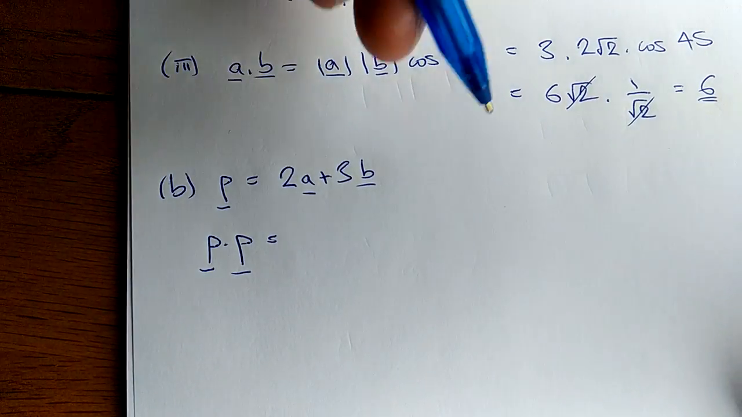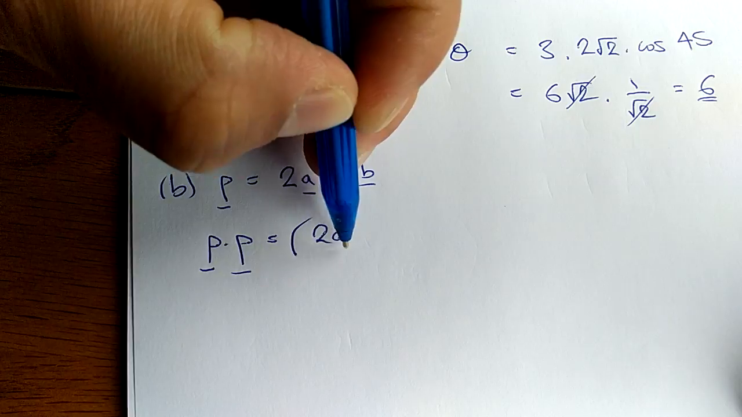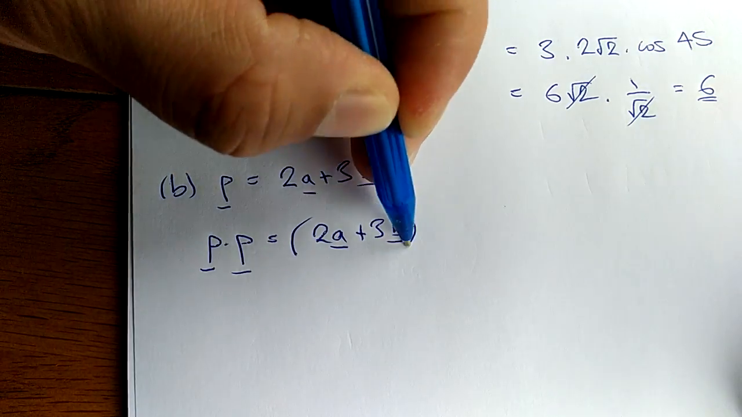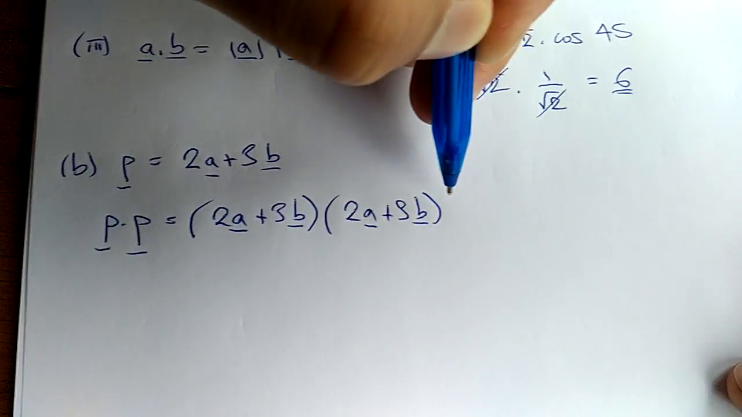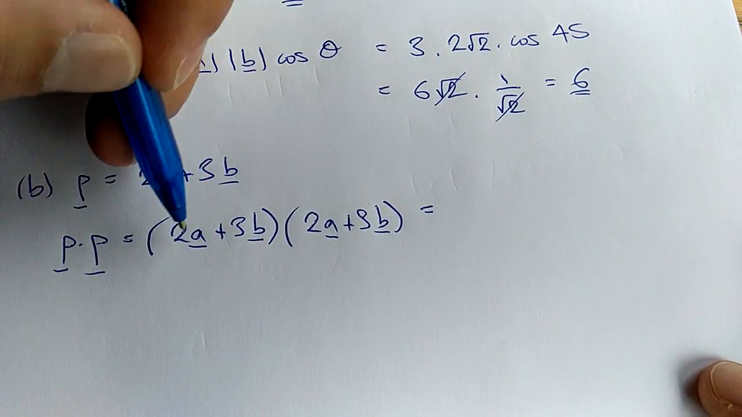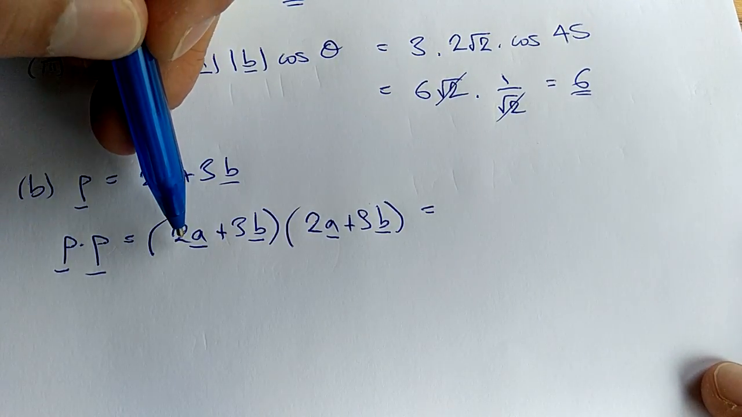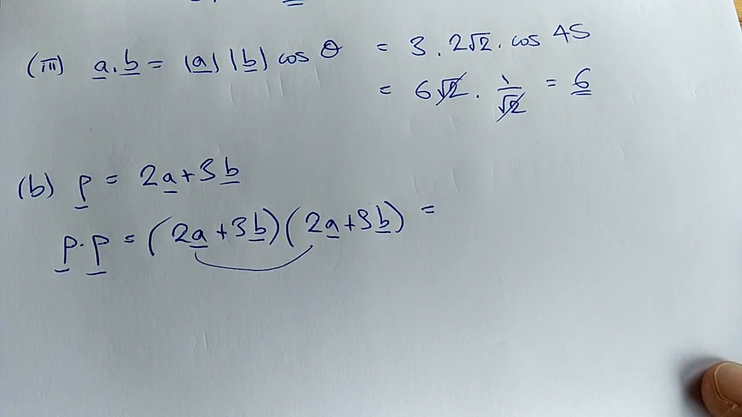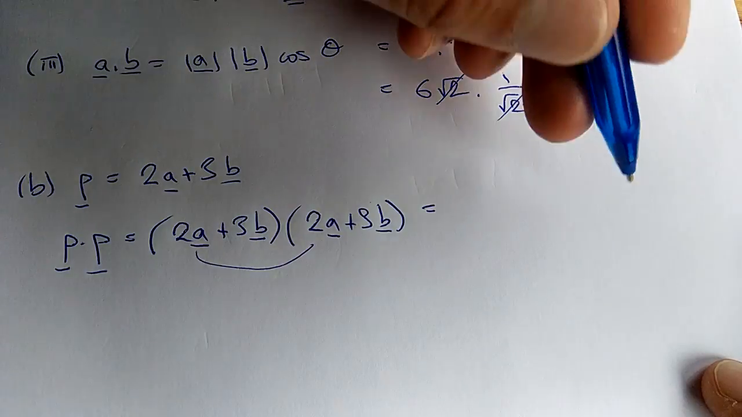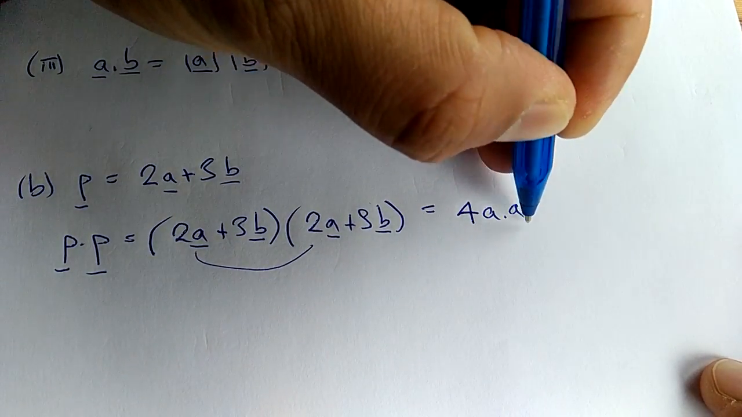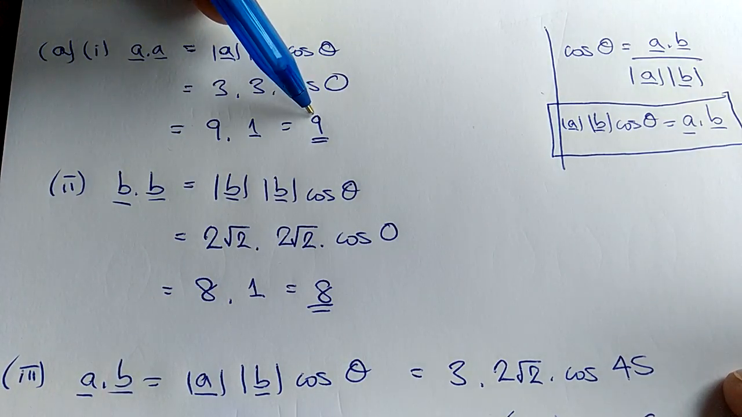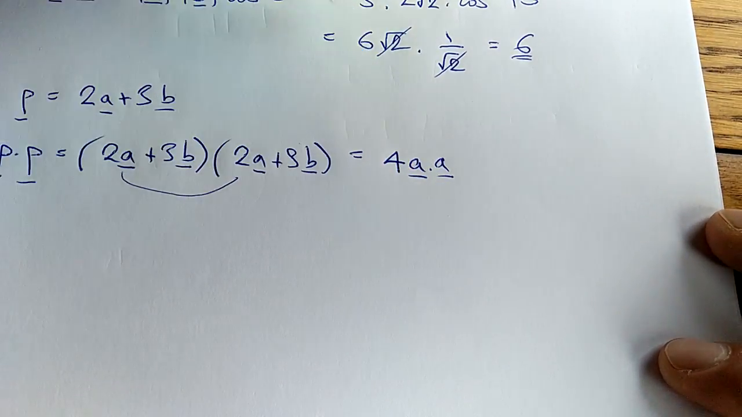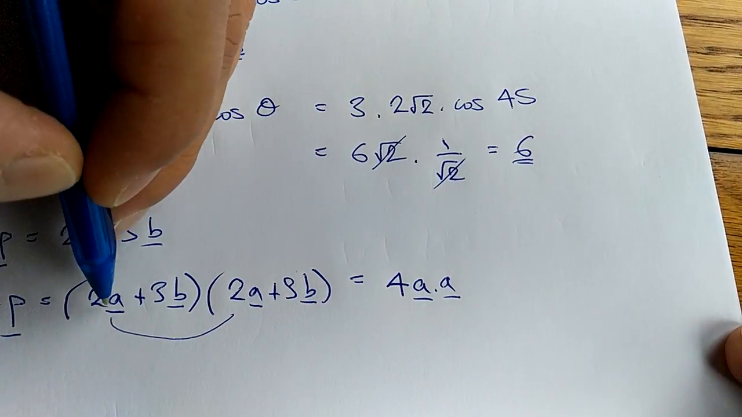will be 2A plus 3B times 2A plus 3B. So we just use FOIL to multiply this out. So that will be 4. Now, a lot of people would go, oh, that times that will be 4a squared. Yes, but it's better in this situation to write it as 4 a dot a, because then we know what a dot a is. It's 9, so we can replace that with 9.